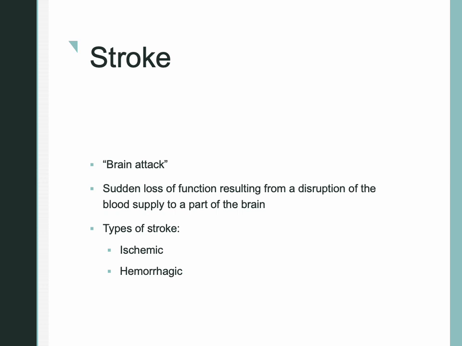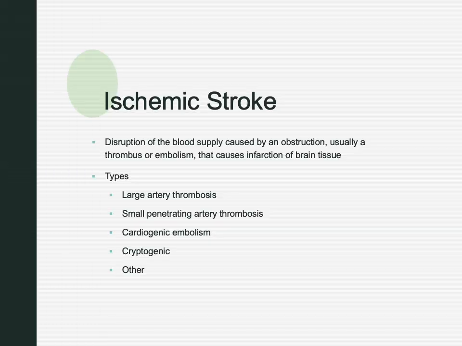A stroke is also called a brain attack, a sudden loss of function resulting from the disruption of blood flow. It can be ischemic or hemorrhagic. We'll talk about the differences in a minute. Ischemic stroke is the disruption of blood flow caused by an obstruction. Usually it's a thrombus. Those blood clots take flight and go where they want to from the heart. Especially with AFib, it's a direct route to the brain. So they can cause infarction.